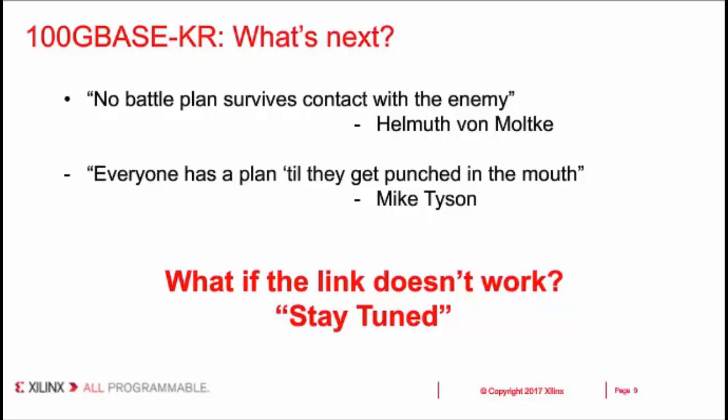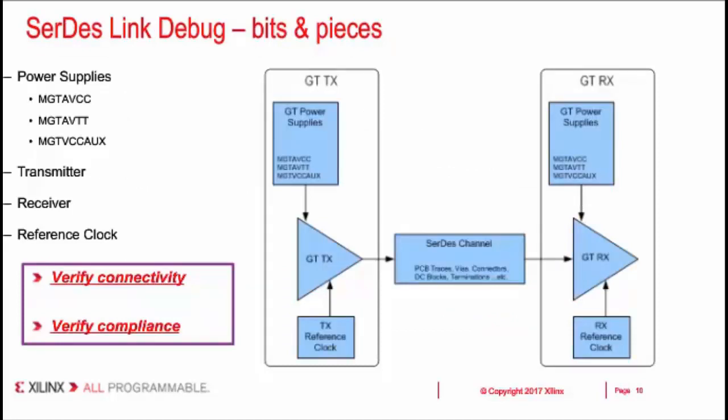And so if you end up with a link that doesn't come up, then we want to address a methodical way of troubleshooting it. First of all, understanding the pieces of the system that make up that serial transfer or the SerDes link: you've got power supplies that are specifically supplying voltage for the analog circuits in the transceiver. You've got reference clocks either at one or both ends of the link that provide the timing for the transmitter and the receiver. And all of these need to be verified for connectivity and for their compliance.